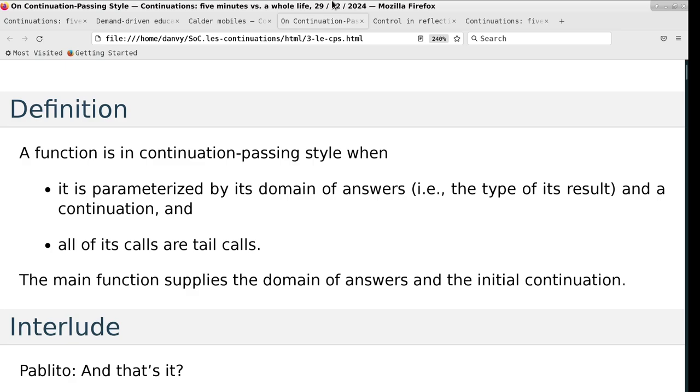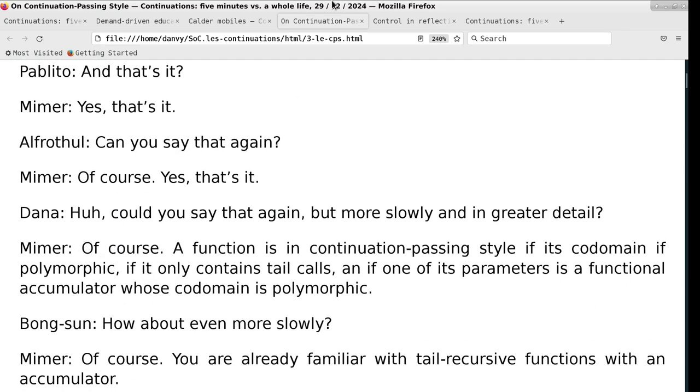Okay, so a function is in continuation passing style if it is parameterized by its domain of answers, that's the type of its result. It is parameterized with the continuation, and all of its calls are tail calls. And the main function supplies the domain of answers and the initial continuation. And that's it. Yes, that's it.